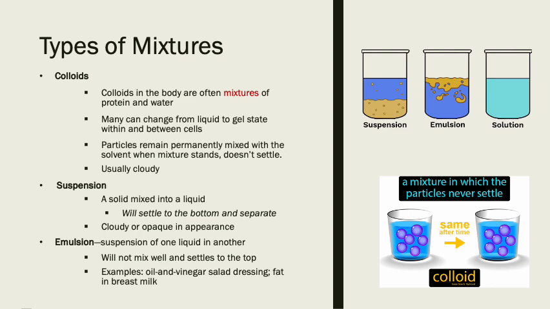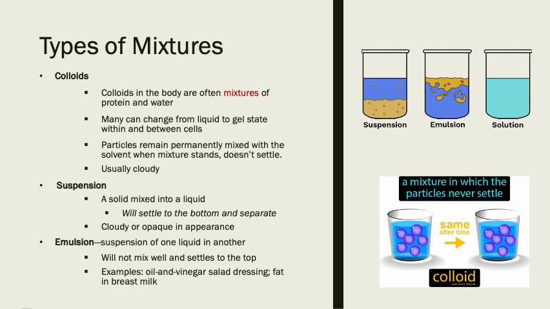A suspension is a solid mixed into a liquid. And if you think about what happens when you mix a solid and a liquid together, eventually, if you're not continuously mixing it, the solid's going to float to the bottom because it weighs more, right? It's more dense and it's heavier. It will separate. So they usually look cloudy or opaque when they are mixed. But when they settle, sometimes it gets clearer in the liquid part, but not in the solid part.